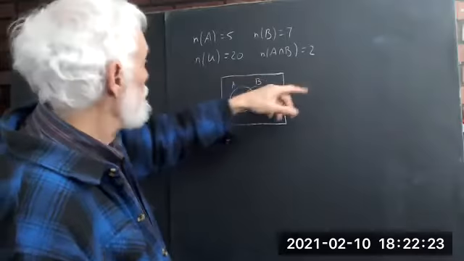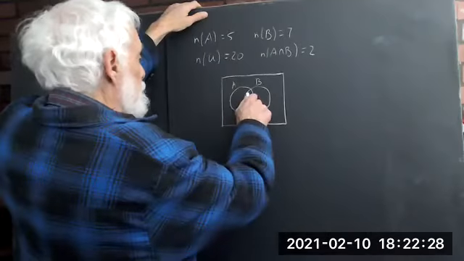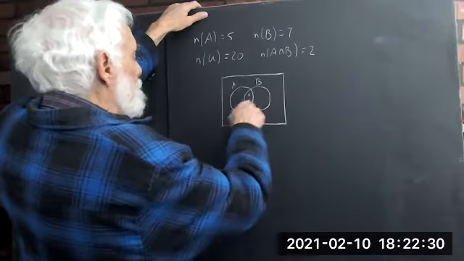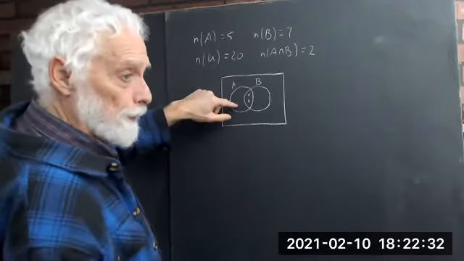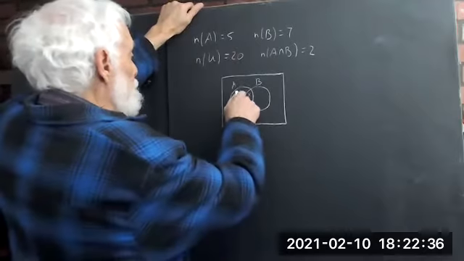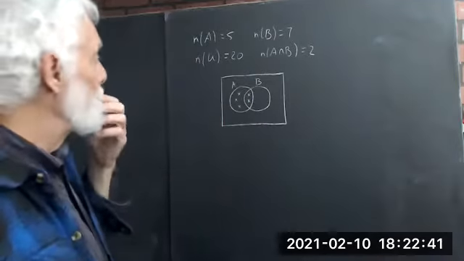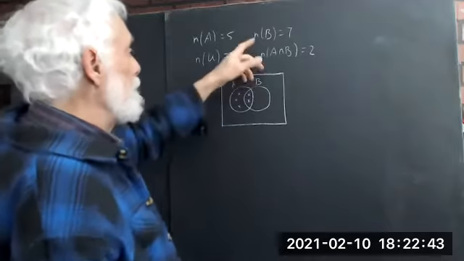Anything in A intersection B is part of A. Right here is A intersection B. Well, it's got 2 elements in it. So to figure out how many elements to put here, we see that there have to be 5 elements in A. So we have 3 elements here. Okay, now how many elements in B?